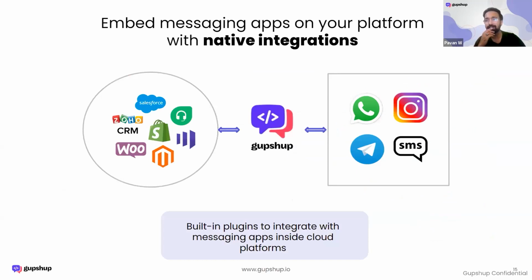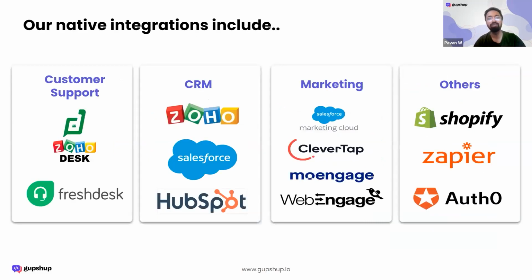Native integrations offer built-in plugins to integrate with messaging apps within the cloud platforms you already use, right? As you can see, we offer native integrations with multiple categories. We just spoke about the CRM use cases in detail. In the case of marketing integrations, you can personalize messages, target a specific user segment, and analyze the campaign performance on the channels you use on your marketing or automation platform. You also have native integrations with your e-commerce and other tools which enable you to amplify your reach and sales, also reimagine the shopping experience if you're using Shopify, and automate all the workflows with ease, right?